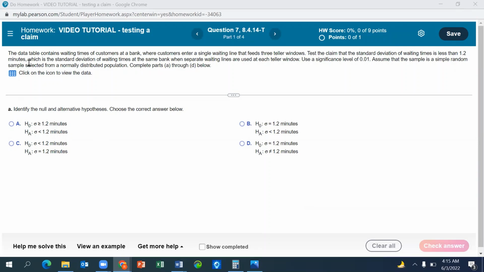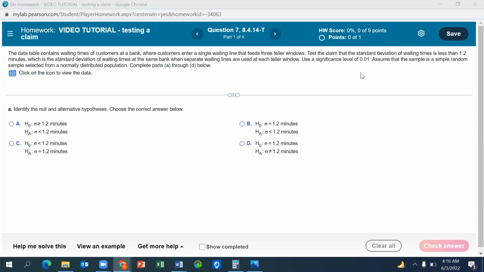So we have a table here that contains waiting times of customers at a bank where customers enter a single waiting line that feeds 3 teller windows. Test the claim that the standard deviation of waiting times is less than 1.2 minutes, which is the standard deviation of waiting times at the bank when separate lines are used at each teller window. Use a significance level of 0.01. Assume that the sample is a simple random sample selected from a normally distributed population.